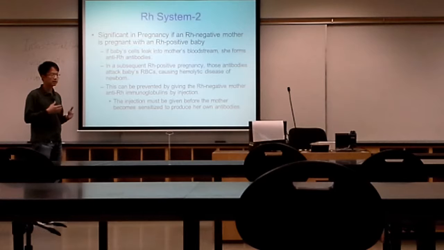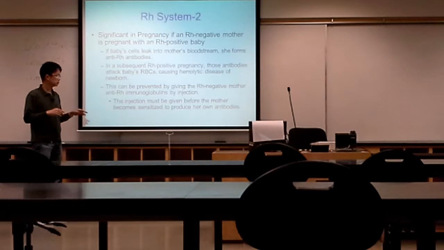if there's any Rh positive blood going into the mother's body, then the injected immunoglobulin will attack those Rh positive blood from the baby, and the mother's immune system will not have a chance to develop the immunity. So that's the whole basis of it.